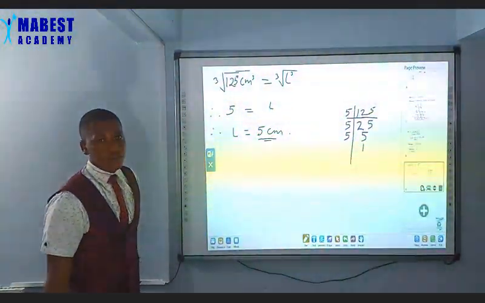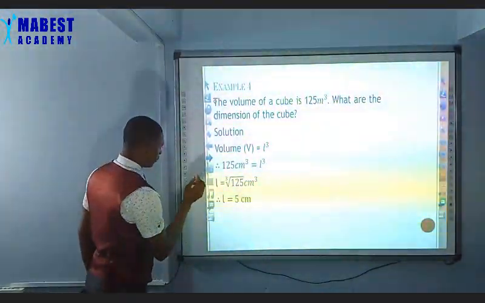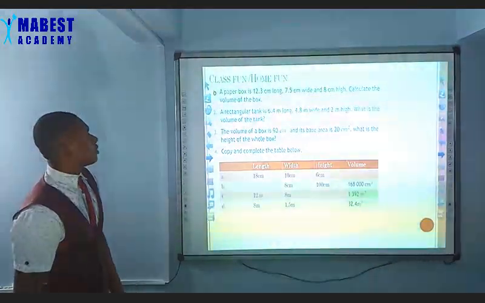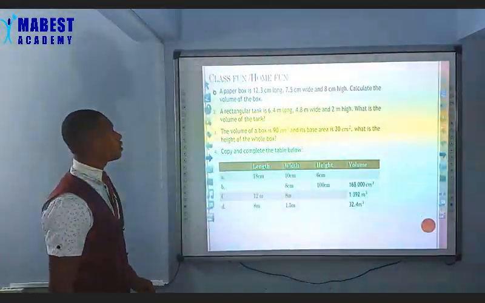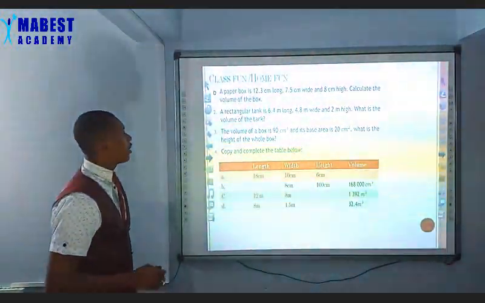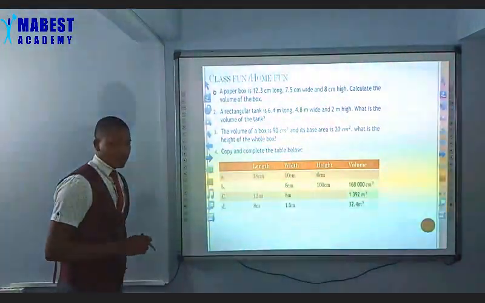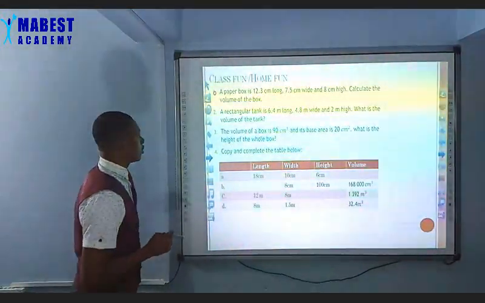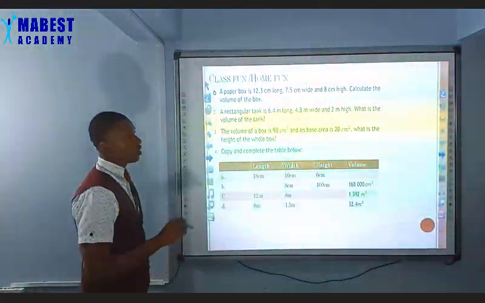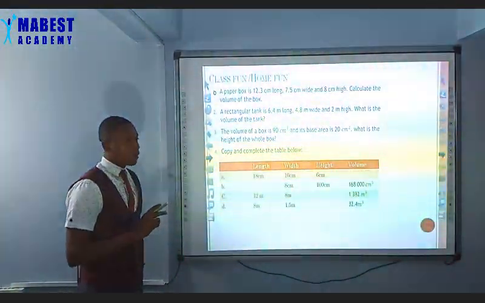Any question? Let's check from our slide. L equals 5 centimeters. And the next thing is class work or your own work. Question 1 says a paper box is 12.3 centimeters long, 7.5 centimeters wide, and 8 centimeters high. Calculate the volume of the box. You observe that this box is a cuboid. Number 2, a rectangular tank is 6.4 meters long, 4.8 meters wide, and 2 meters high. What is the volume of the tank?